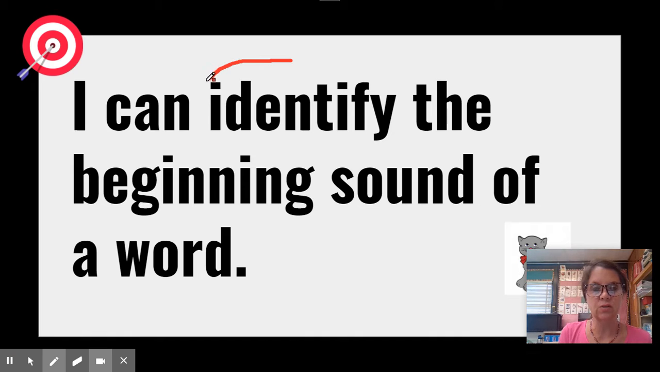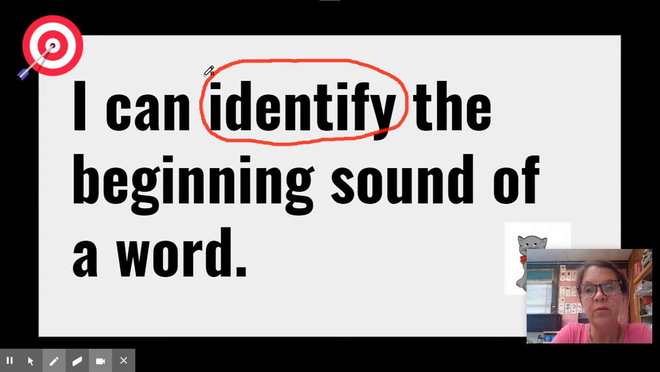Let's take a look at this word here, identify. When you identify something or someone, you simply name that thing or that person. So we will be naming the beginning sound of a word. And if it's the beginning sound, that is the first sound that you hear. So that essentially is what we're going to work on today, is naming the first sound we hear in a word.